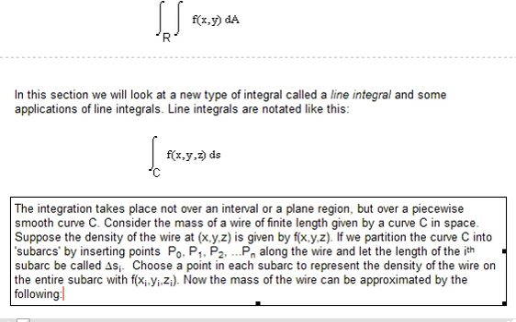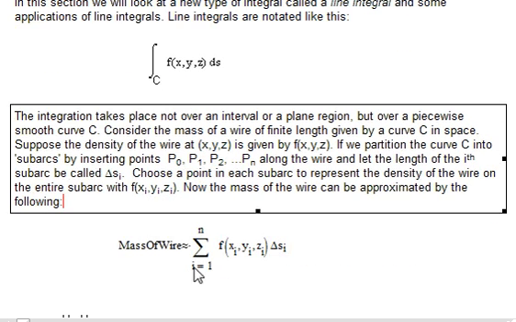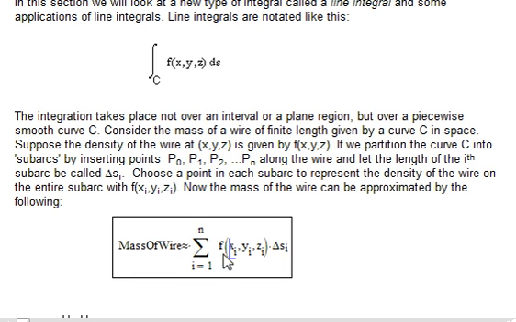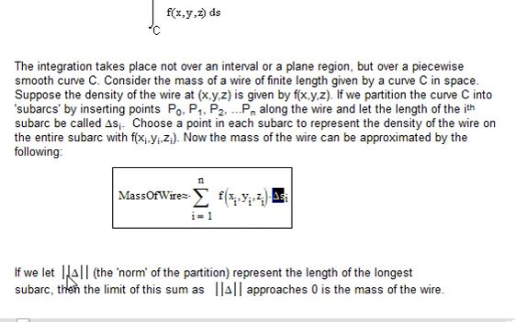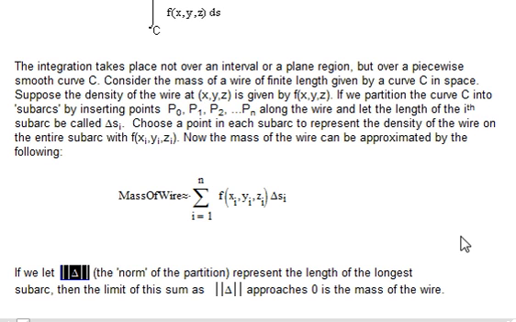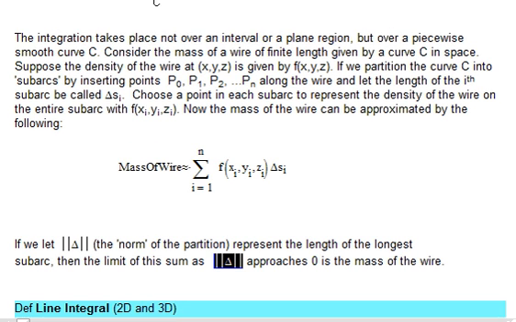So the mass of the wire can be approximated by this, okay? It would be the sum, i going from 1 to n, of f of x_i, y_i, z_i times delta s_i, which would be the length of that arc. So we're assuming a constant density over that entire small piece of arc. And if we let delta be the norm of the partition, representing the length of the longest subarc, then the limit of this sum as that delta approaches 0 is the mass of the wire.